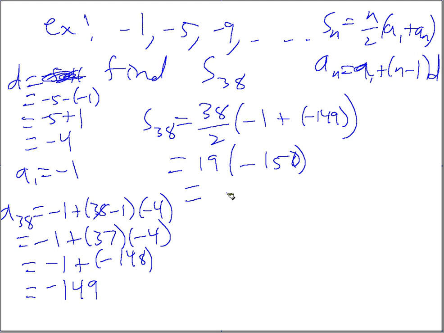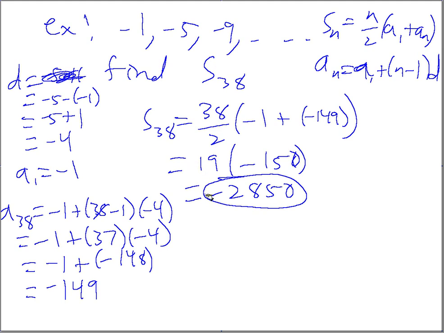150 times 19 on the calculator will give me 2850. So that'll give me -2850 if I punch that into the calculator to get the answer. All right. So again, no big deal here. Incorporate both formulas into a problem of this type.